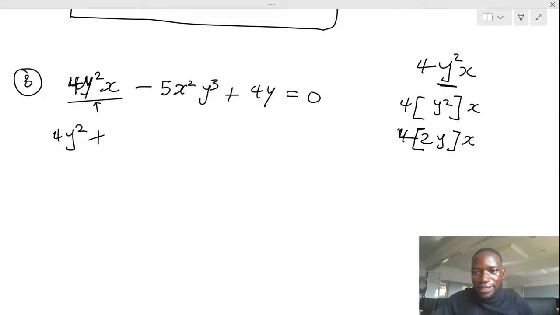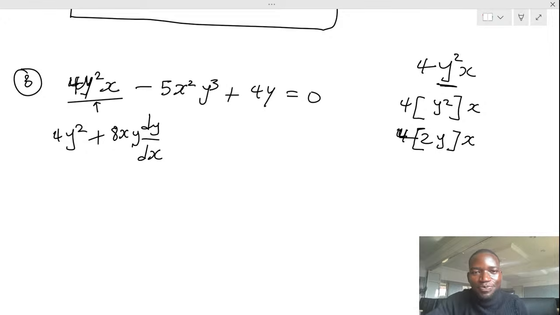Now open up the bracket. 4 times 2, that's 8. Then 8 times yx, that is 8xy. Or 8yx. Just put it as 8xy. Write it alphabetically. Then I said whenever you differentiate a function of y, always what? Include dy by the x behind. Don't ever forget. For x, you don't need to include it, but for y, you must include it. All right, now look at this. We have minus 5x squared y cubed. Minus 5x squared y cubed.